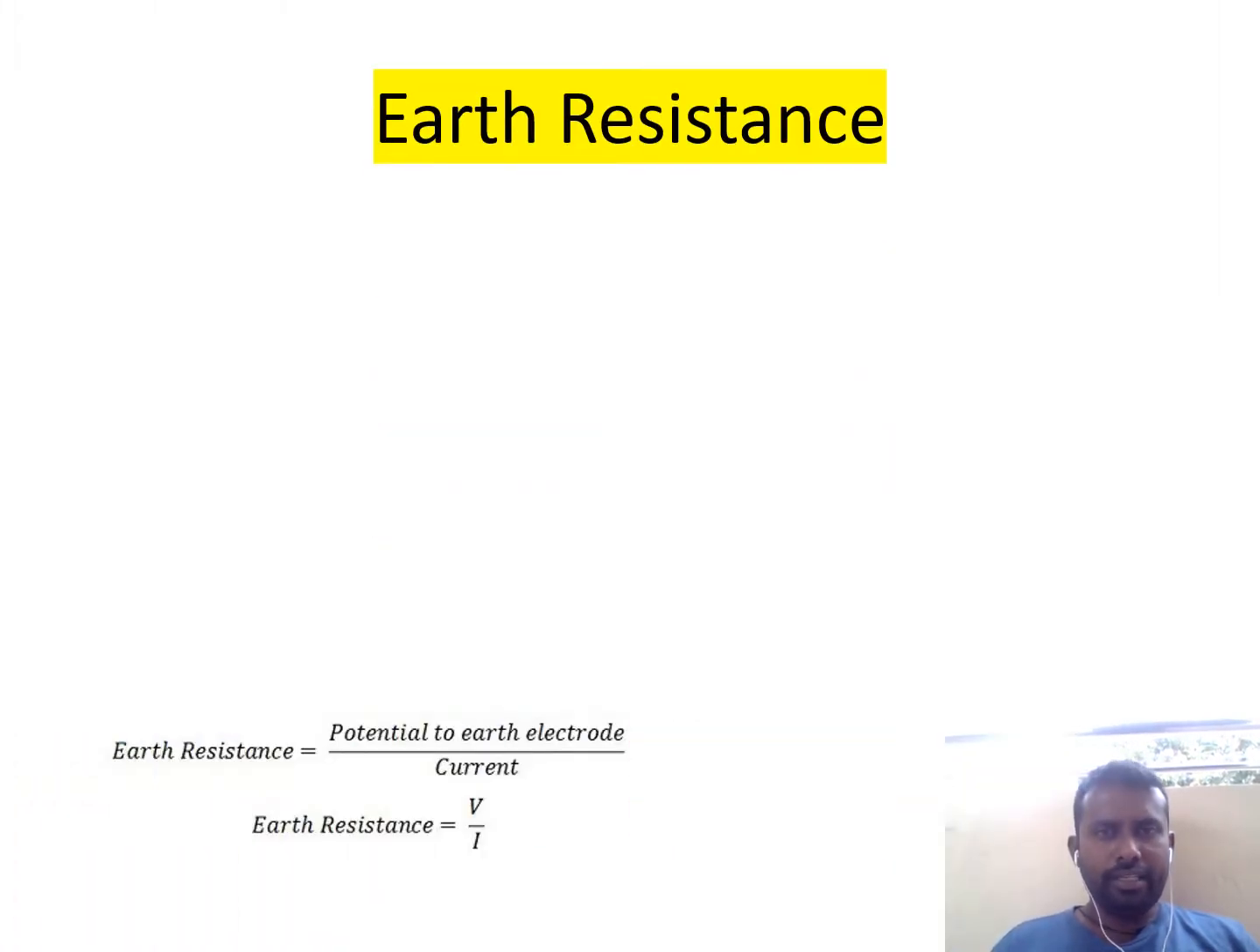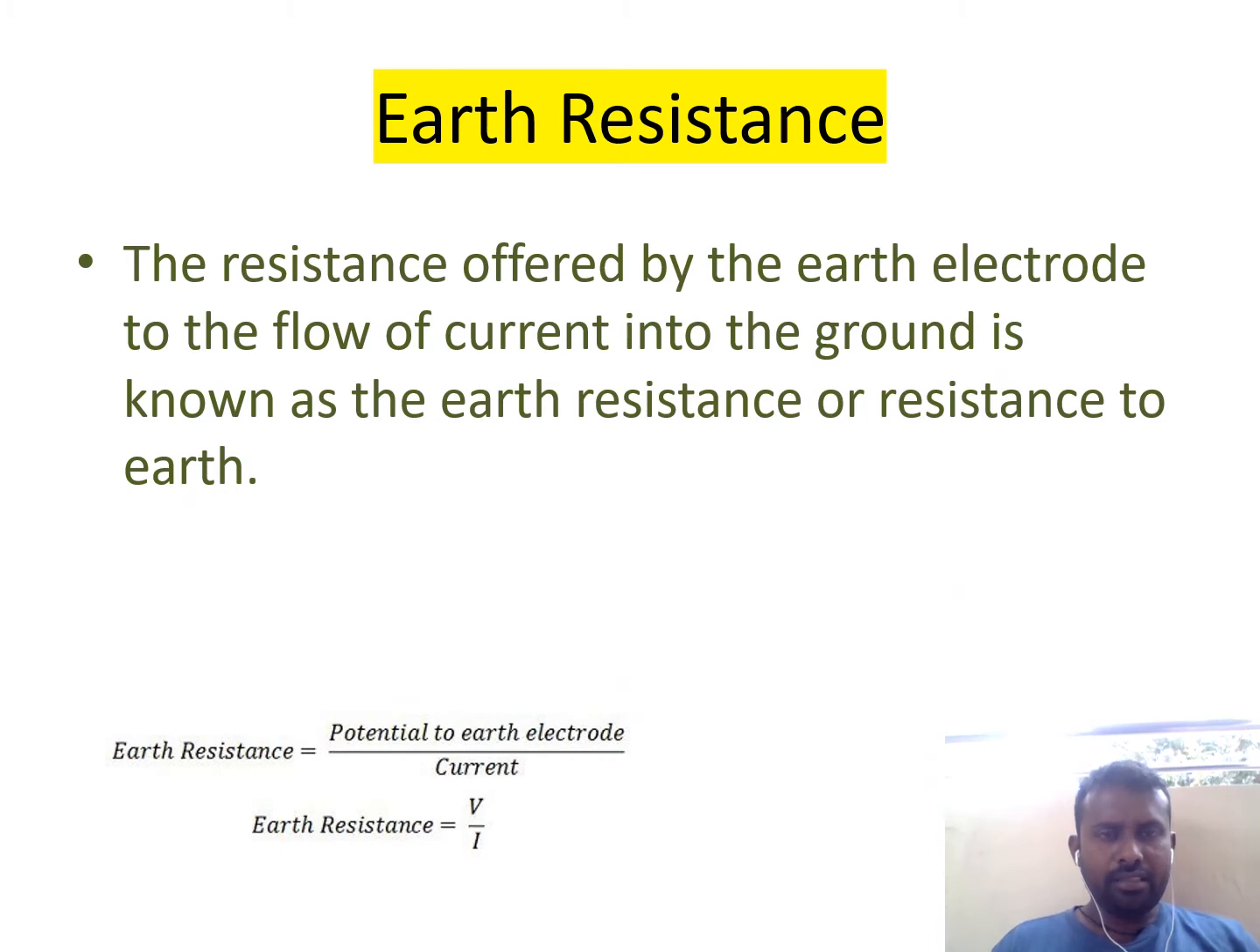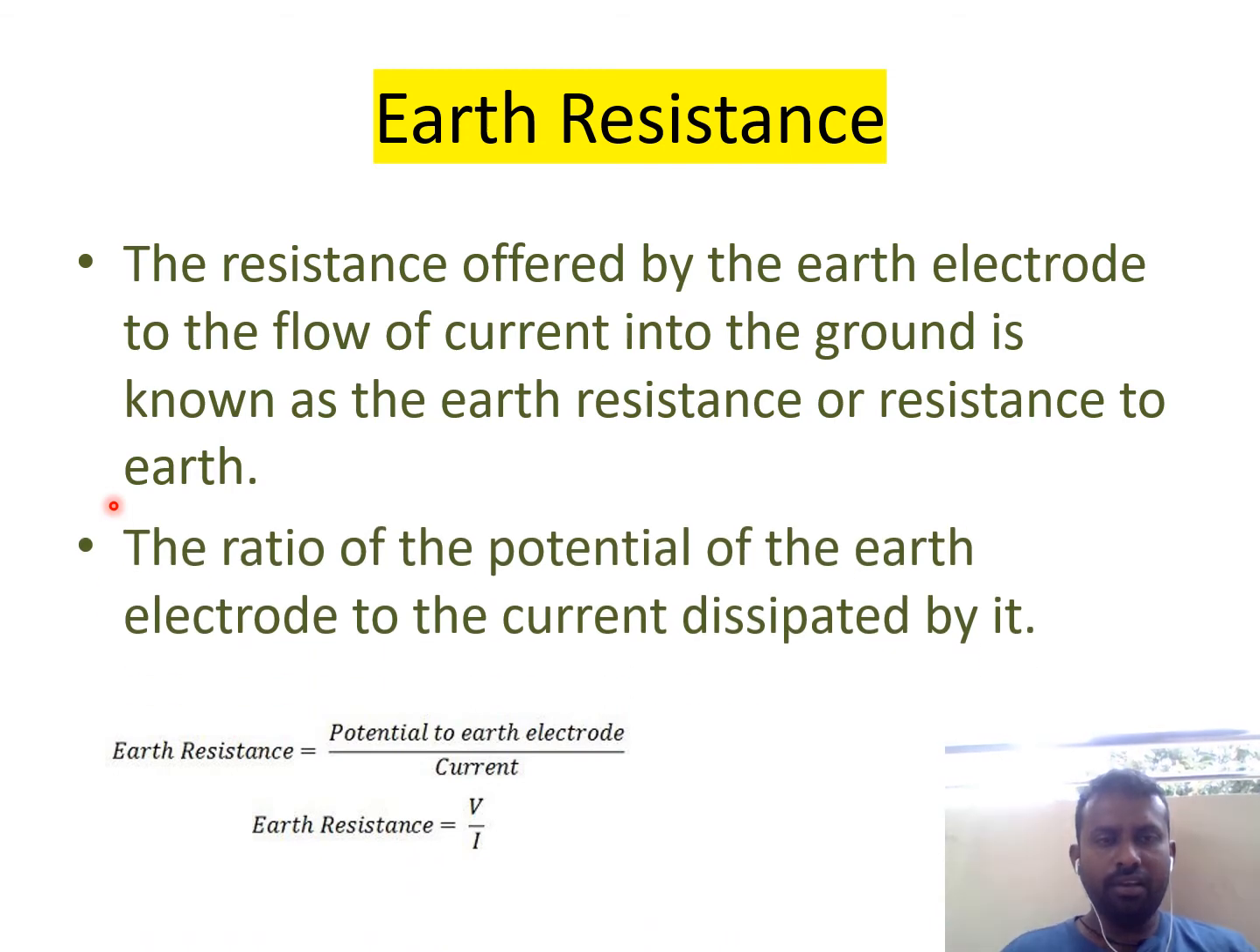What is earth resistance? The resistance offered by the earth electrode to the flow of current into the ground is known as the earth resistance or resistance to the earth. The ratio of potential of the earth electrode to the current dissipated by it is the earth resistance. As you can see, potential of the earth electrode to the current is earth resistance.